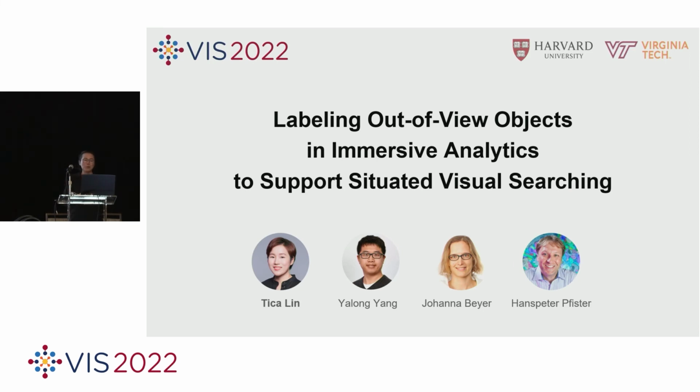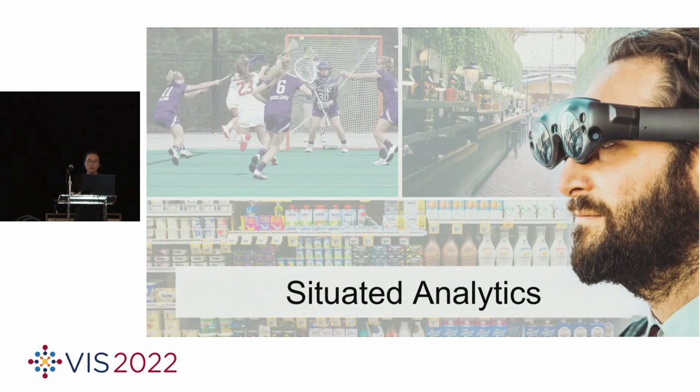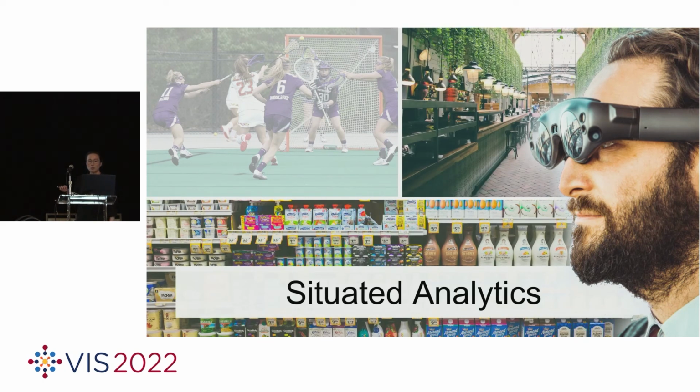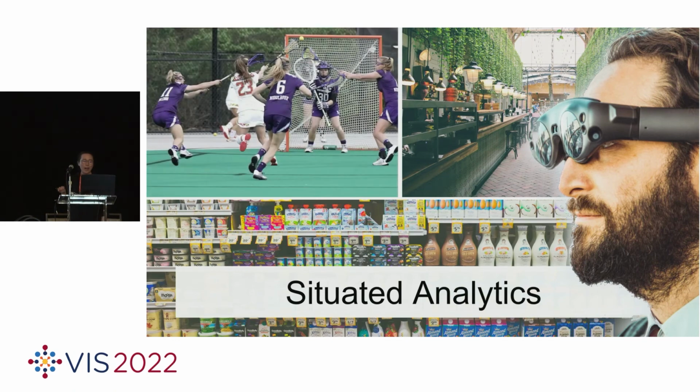So in this paper, we present an empirical study on AR label design for out-of-view objects to support situated visual searching. The motivation for this study is based on the frequent user needs to perform situated analytics in the real world. We often compare data and search for targets of interest, such as looking for a product in a supermarket, comparing menus of the surrounding restaurants, or identifying players in a live sports game. While this information is available digitally, how to search and compare them effectively is a visualization design challenge.